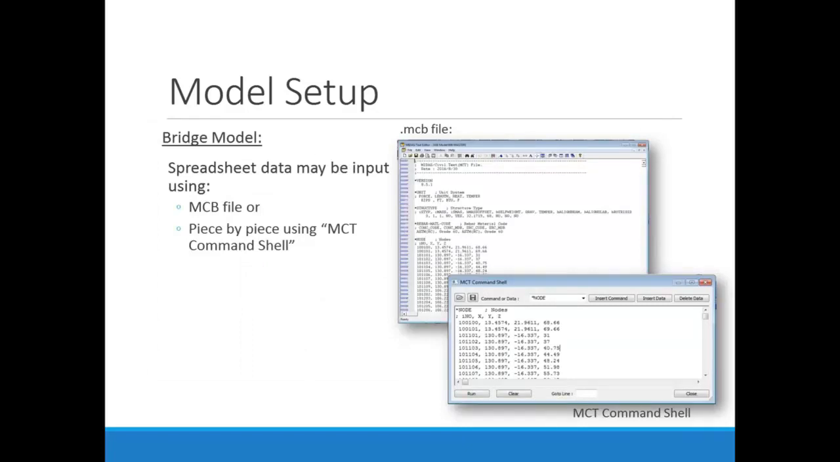So how do you go and take that data and put it into Midas? So a couple ways you can do it. You can export an MCB file, which is just the text version of your model, or you can use MCT command shell, which is also another useful tool built into Midas that allows you to input your text data piece by piece, and that's basically like input all of your nodes, input all of your elements, your load combinations, whatever it may be. So that's also a useful tool.